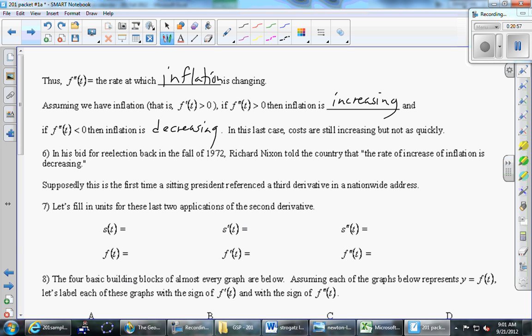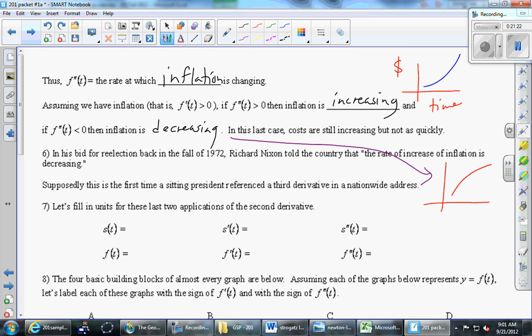The first one looks like this. The costs, as time passes, are going up faster and faster. But the second one, this guy right here, the costs are still going up, but by less and less.